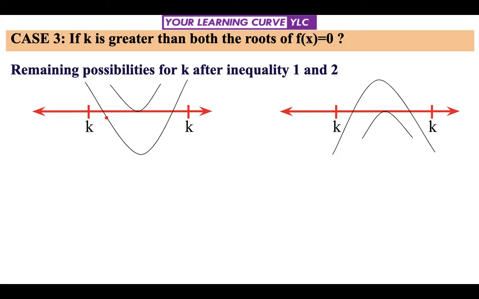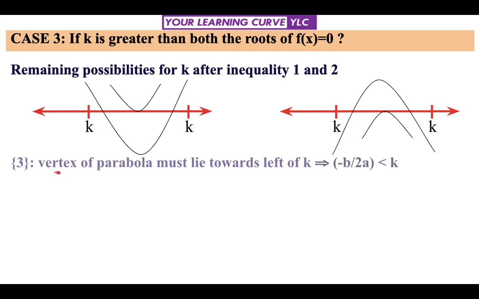We observe that if k has to lie on the right side of the parabola in both the cases, we have to find a known point to fix this, which is the vertex. We have to make sure that the vertex of the parabola lies towards the left of k, or in other words, the x coordinate of the vertex, that is minus b by 2a, should be less than k.